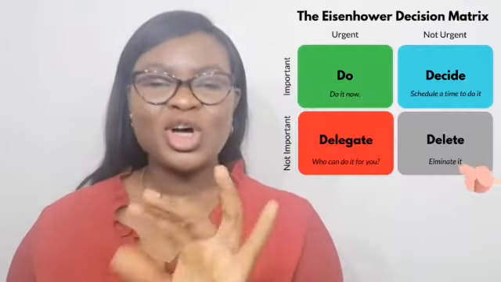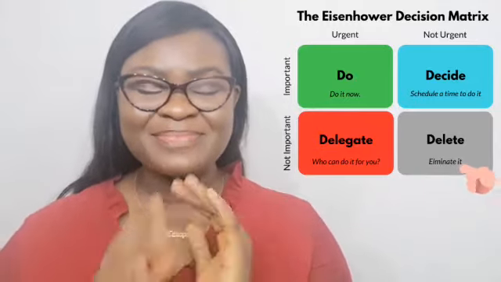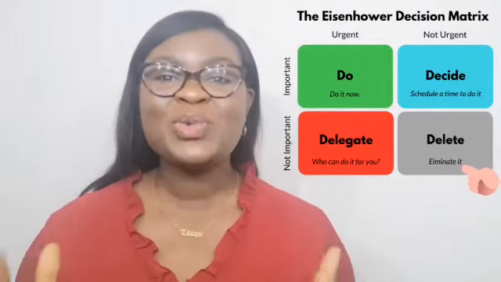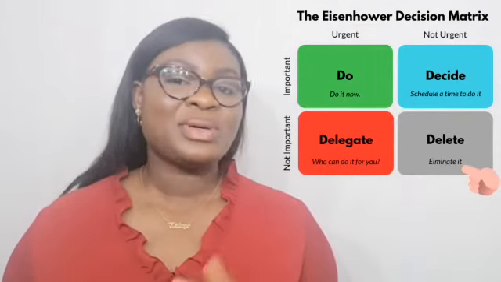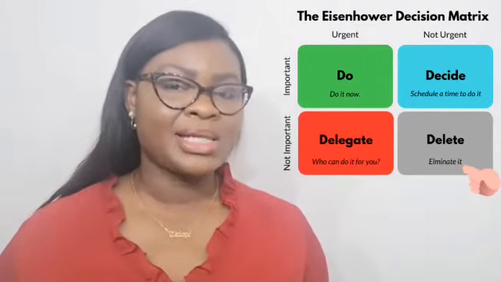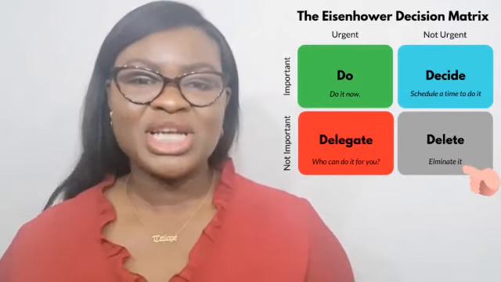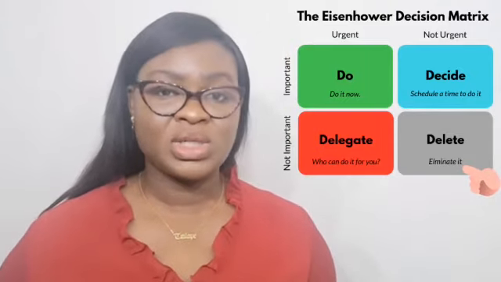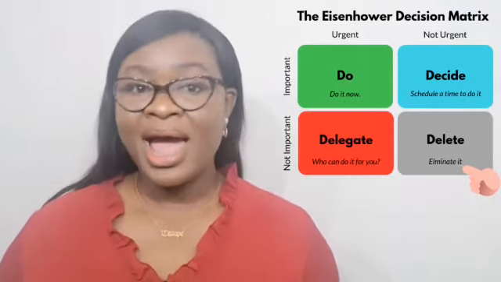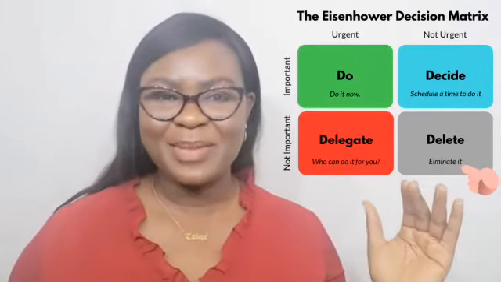Now, the fourth quadrant talks about tasks that are not important and not urgent. Come to think of it, why do we have these tasks on our list? Yes, so there could be tasks or ideas that come to mind in the shower or while taking a walk or while just having some chat with friends, but they do not seem important and urgent at that particular time. For these tasks or ideas, Eisenhower says to delete them or to eliminate them.